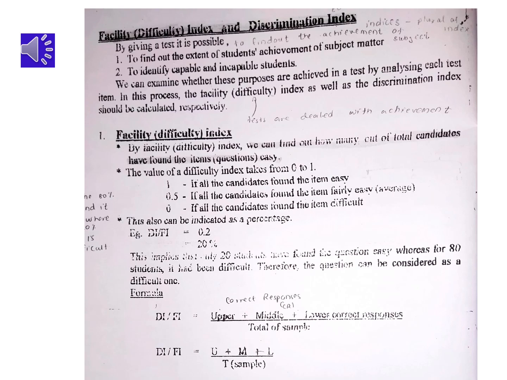Now we are going to discuss one important topic, facility or difficulty index and discrimination index. Sometimes you can find questions based on this subtopic in the first paper, 3 or 4 questions. If not, you can find questions in the second paper also, right?